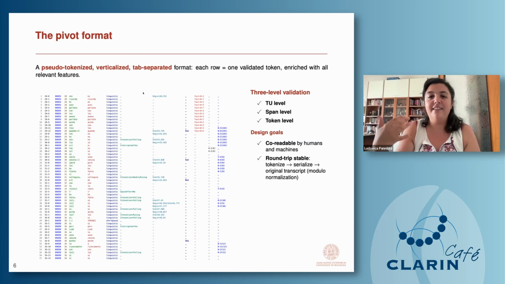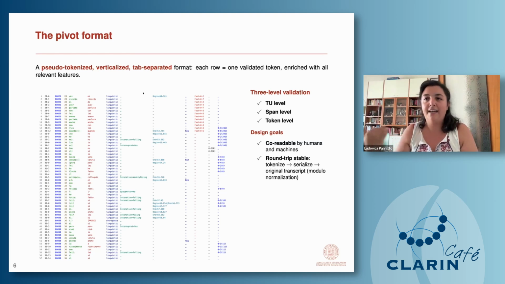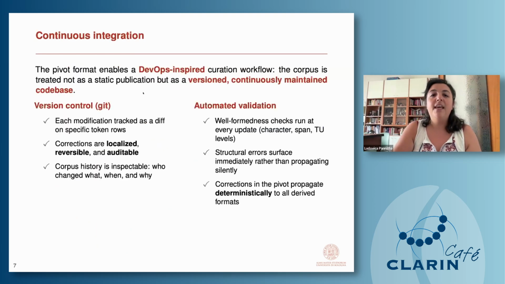because for a start, it allowed us to actually validate the transcription, because data is now fully machine readable. It allows co-readability by humans and machines, so we are able to do some semi-automatic steps along with manual inspection of the data. And as I was mentioning, everything is round-trip stable, so we can go back and forth from the XML to this and to CoNLL-U and other formats to this.